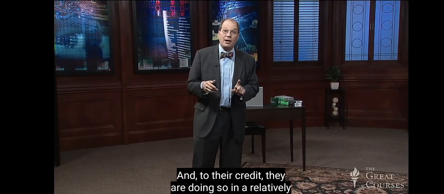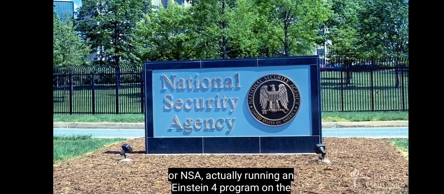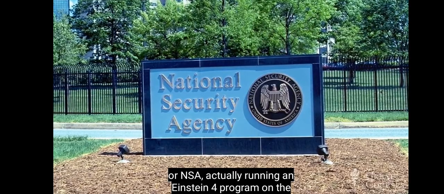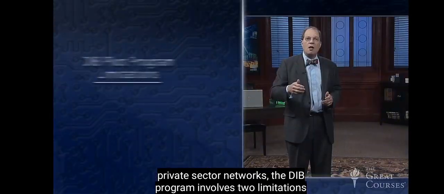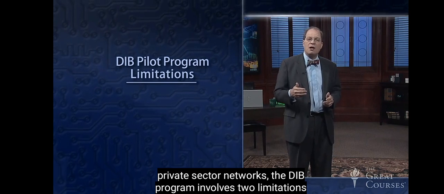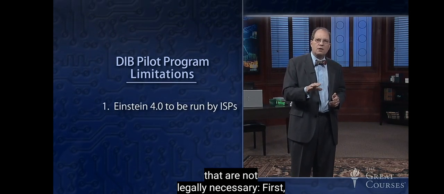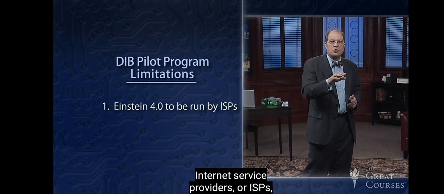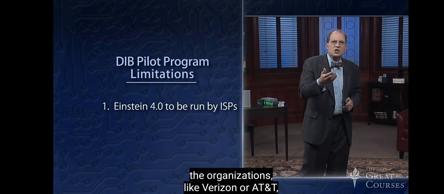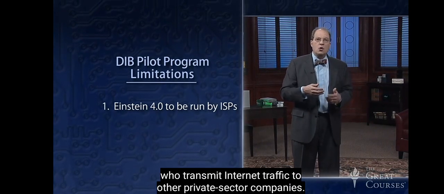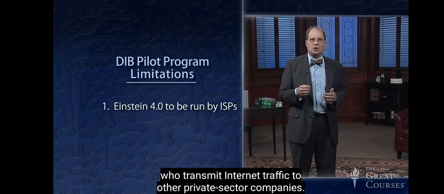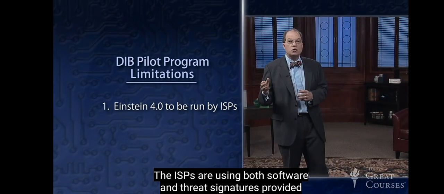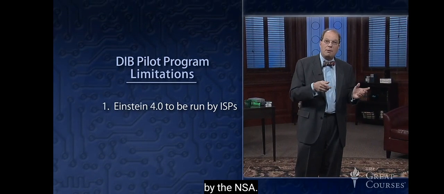Most notably, instead of the National Security Agency, or NSA, actually running an Einstein 4 program on the private sector networks, the DIB program involves two limitations that are not legally necessary. First, the Einstein 4 program is actually going to be run by Internet Service Providers, or ISPs, the organizations like Verizon or AT&T who transmit Internet traffic to other private sector companies. The ISPs are using both software and threat signatures provided by the NSA. This means that, at least in part, the government has taken a hands-off approach to the screening.